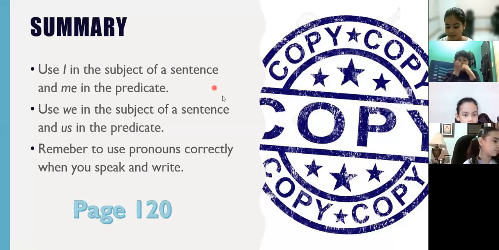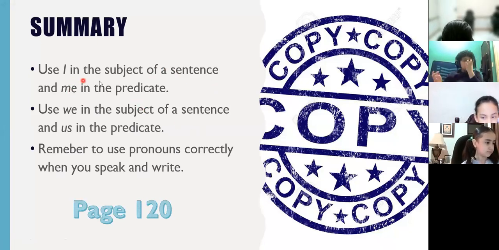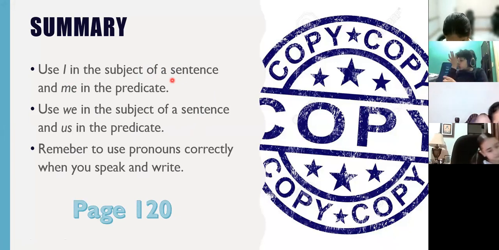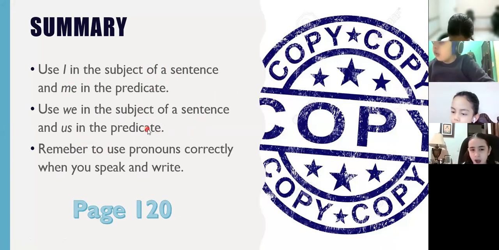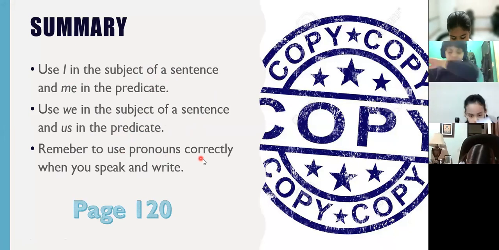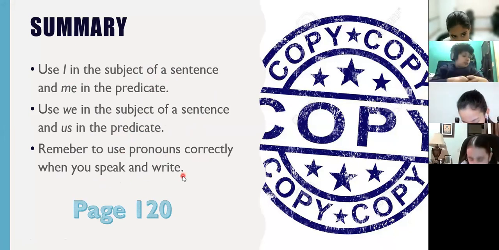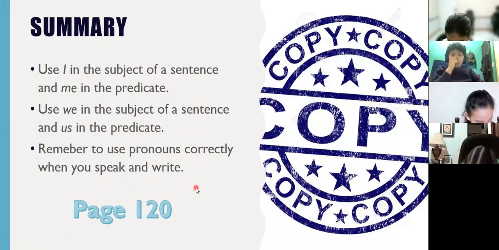Let's copy this. We have the summary on page 120. Copy this information. We use I in the subject of the sentence and me in the predicate. We use we in the subject of the sentence and us in the predicate. Remember to use the pronouns correctly when you're speaking. Copy this, please. I'm going to give you 3 minutes to copy this.